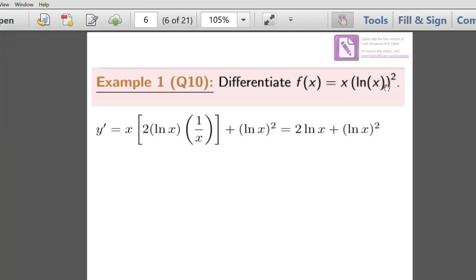So the derivative of (ln x) all squared: here we'll use the power rule because we have a power of 2, so it will be 2 ln x to the power 1, multiplied by the derivative of ln x, which is 1 over x. So here we get 2 ln x times 1 over x. This is the derivative of (ln x) all squared, multiplied by x, plus the derivative of x, which is 1, multiplied by (ln x) all squared, which will be (ln x) squared. Then you can cancel x with this x, so you are left with 2 ln x plus (ln x) all squared.